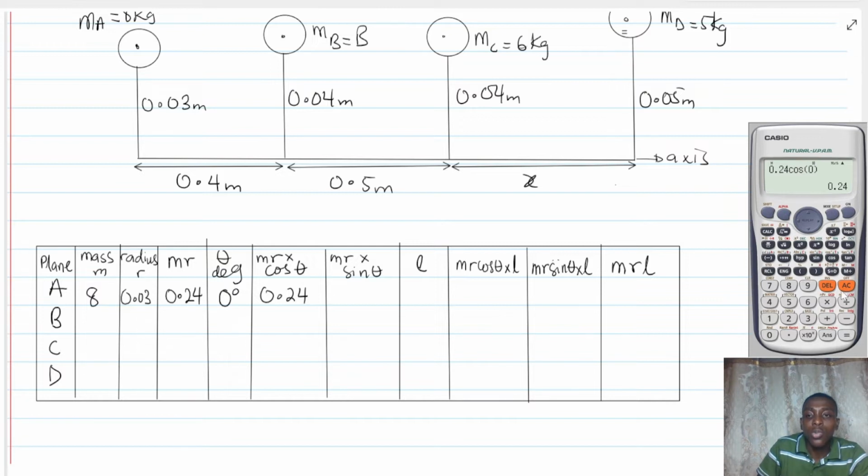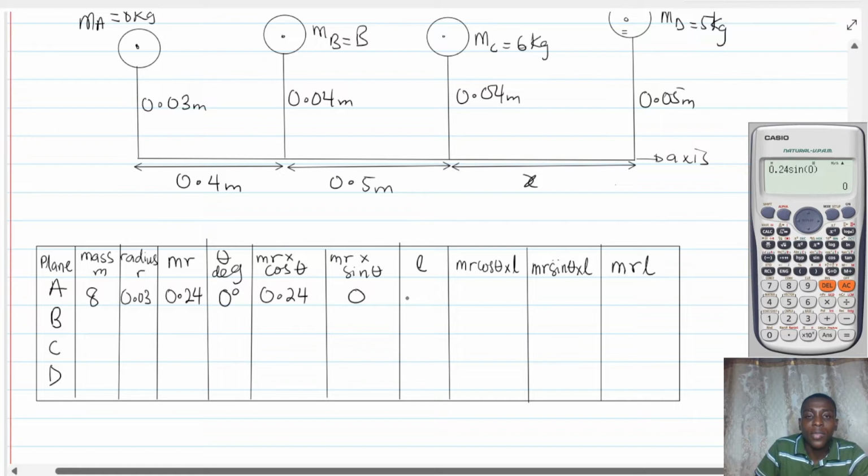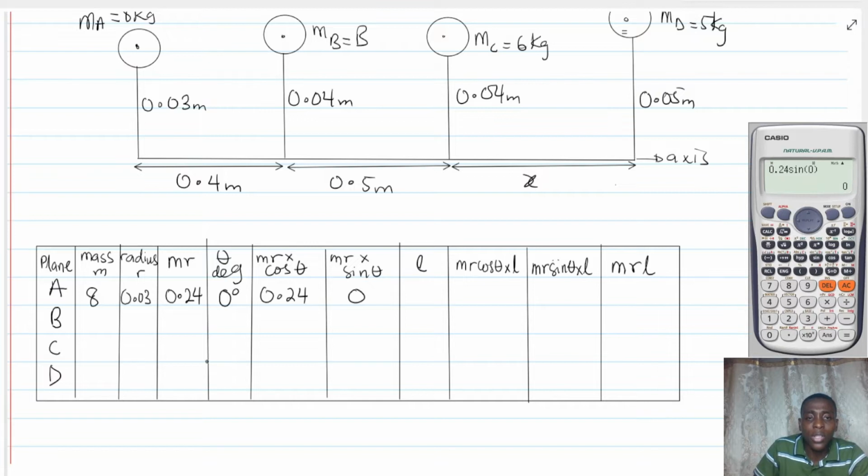Similarly, I'll do 0.24 sine 0. In fact, sine 0 is 0, so I will get 0 here. Alright. Now this L here is actually looking at the reference plane. But first of all, let's fill the table and then we will come to the L.